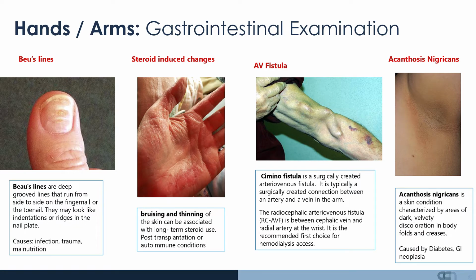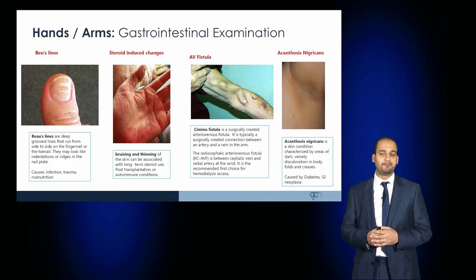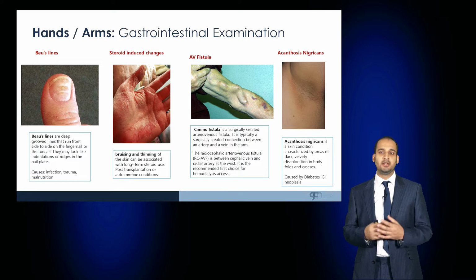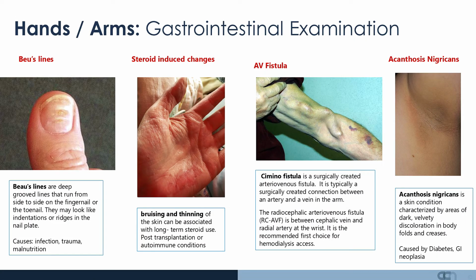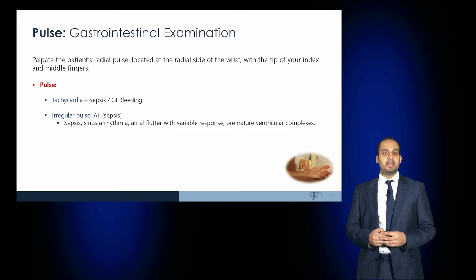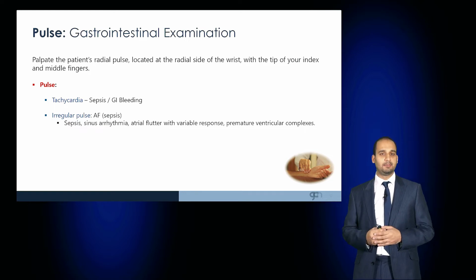In the hands, you may note thin skin or bruising of the skin. Observe for a fistula. An AV fistula is a surgically created fistula, and it is used to facilitate hemodialysis. Observe for any thickening, darkening, or a velvety appearance of the skin known as acanthosis nigricans, and this is associated with diabetes or gastrointestinal malignancy. Move on to examine the patient's pulse. Palpate the patient's radial pulse, which is located at the radial side of the wrist, with the tip of your index and middle fingers.